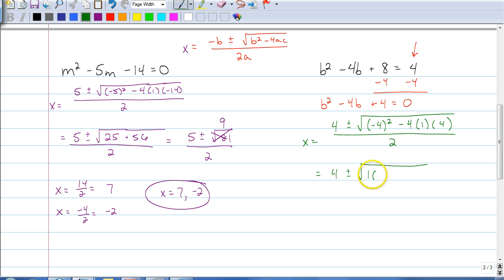Negative 4 squared is 16. Negative 4 times 1 is negative 4, times 4 is also negative 16. All divided by 2. Well, if you notice, 16 minus 16 is 0, and the square root of 0 is still 0. So this is one of those unique problems where we don't have two answers. Because we end up with 4 plus, this is all 0. 4 divided by 2 is just 2. So this one here, I get an answer of just that, x equals 2. There's not two answers, just the one.